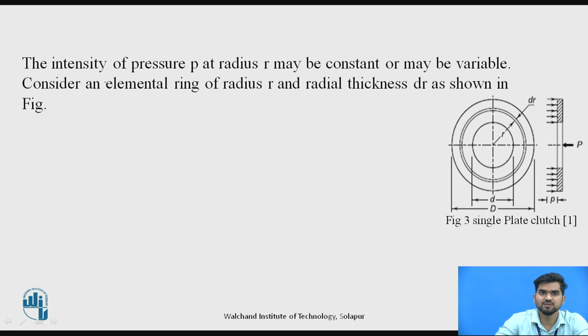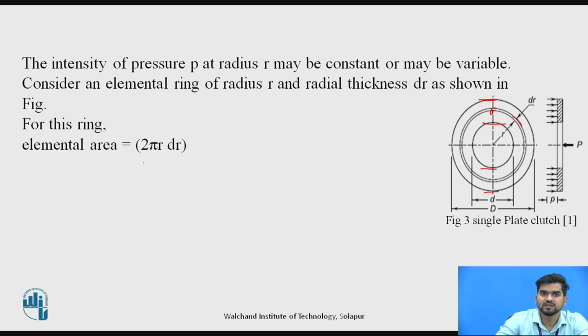So consider the elemental ring at a radius r and radial thickness dr as shown in the figure. Just now we have discussed this figure. In that, consider the small ring. This is the area in which we are getting the friction. Just I will draw here also. We are getting the friction. So in that we have considered the smaller area, this. We have considered one elemental ring to find out the total amount of the torque.